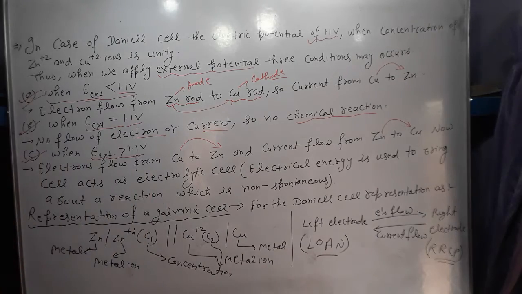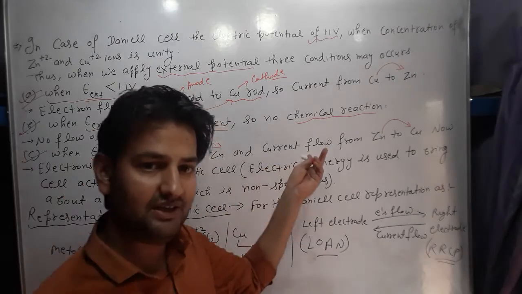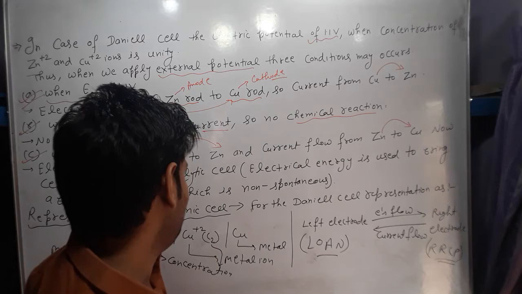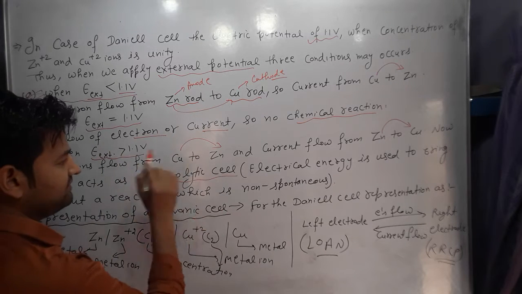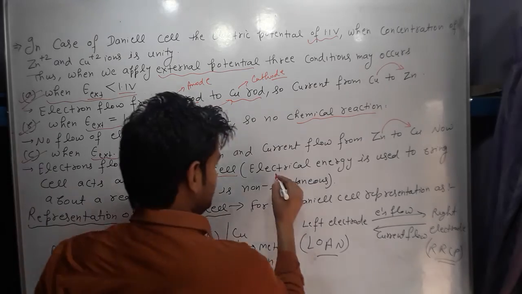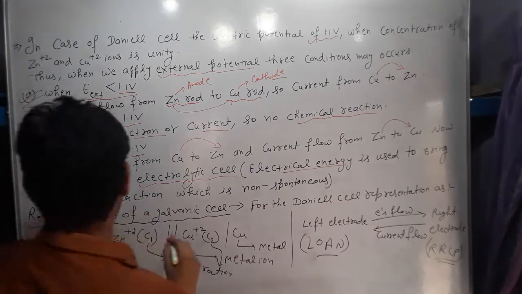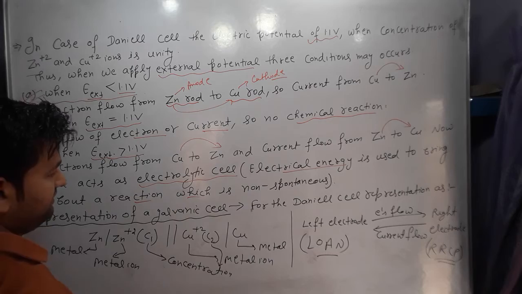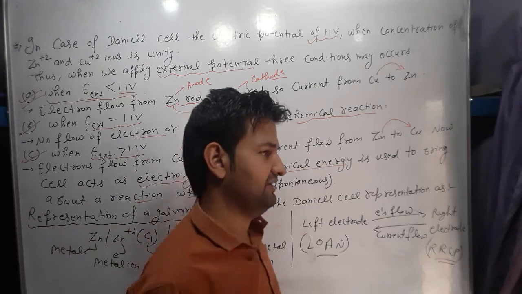Now this electrochemical cell, the Daniell cell, will act as an electrolytic cell. An electrolytic cell is a cell in which electrical energy is used to bring about a reaction which is non-spontaneous.